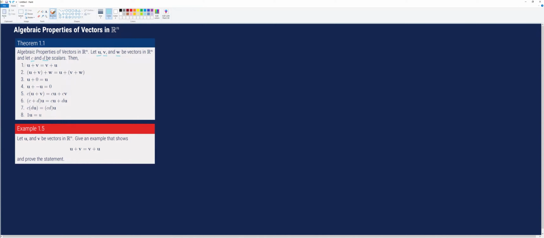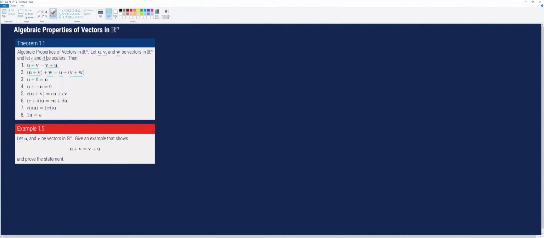Then, the first property tells us that the sum of vectors u and v is equal to the sum of v and u. We call this the commutative property of vector addition. The second property tells us the associative property of vector addition. That is, if we get the sum of vectors u and v, and then add it to vector w, then it is equal to adding vector u to the sum of vectors v and w.